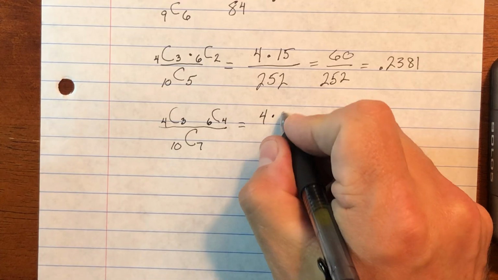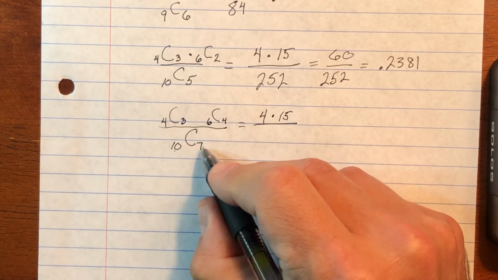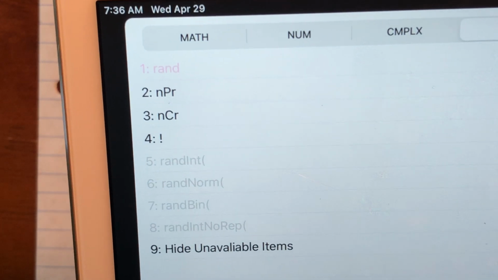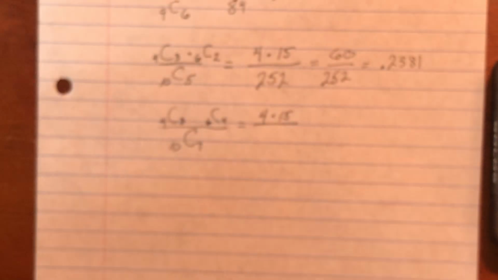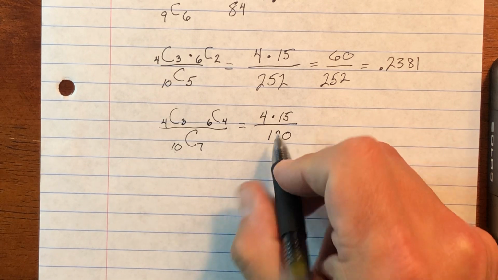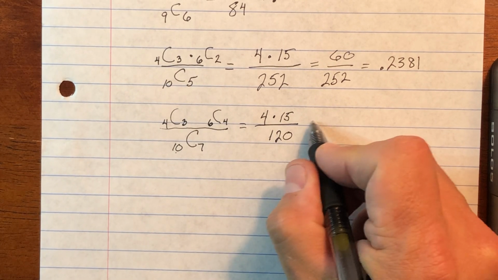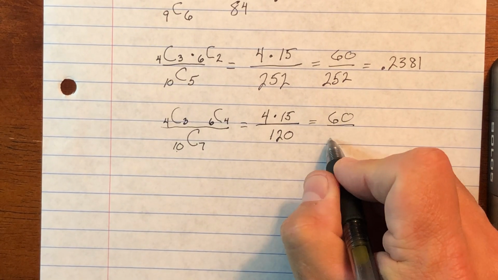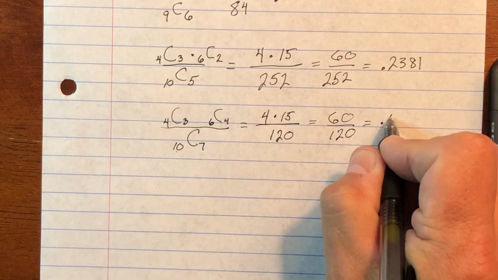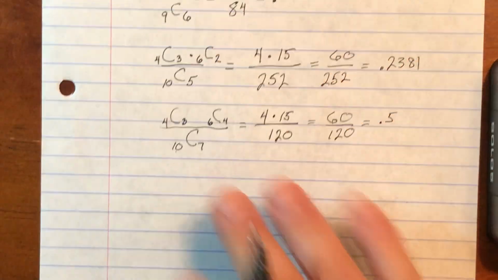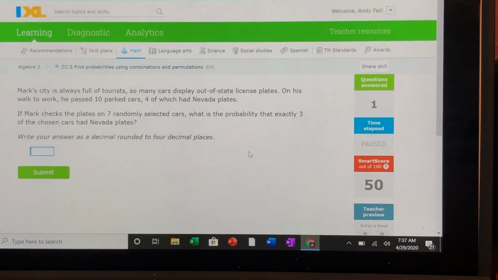Six choose 4 is 15. And now 10 choose 7. 10 choose 7 is 120. So 4 times 15, that's 60. 60 divided by 120, well, I don't even need a calculator for that. That's 0.5. So that means that the answer is going to be 0.5.